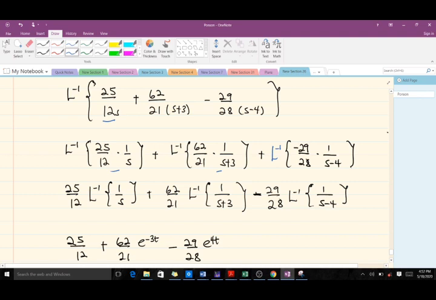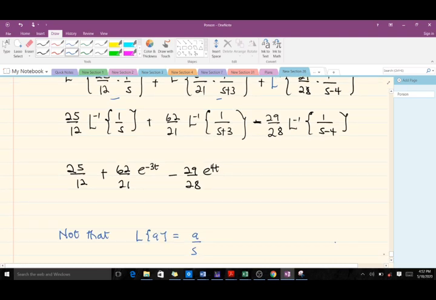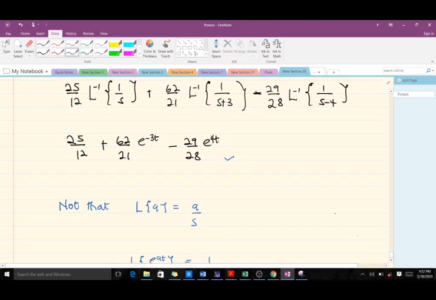So to find the Laplace inverse, I've written the answer here, but let's note that the Laplace of a is a over s. So you realize that the a here happens to be our f of t, and the f of s here happens to be our a over s, right? So here our a happens to be 1. So that means that if the Laplace of 1 is 1 over s, then the Laplace inverse of 1 over s will simply be 1. So you are going to have 1 here. The whole of this gives us 1, and 1 times 25 over 12 is 25 over 12. So that's why we have that one here.